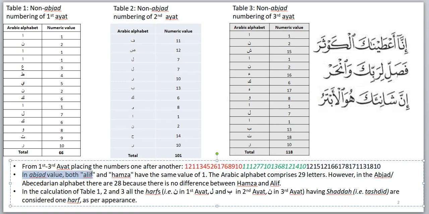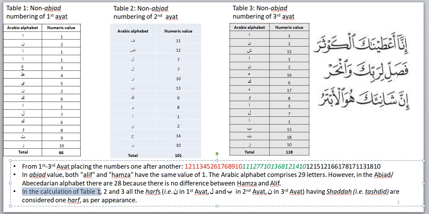In Abjad value, both Alif and Hamza have the same value 1. The Arabic alphabet comprises 29 letters. If we do not consider the abjad orientation, Alif and Hamza are different. So though in abjad consideration there are 28 harfs or alphabets, in Arabic alphabet counting there are 29 letters, because Hamza and Alif are not considered the same in non-Abjad calculations.